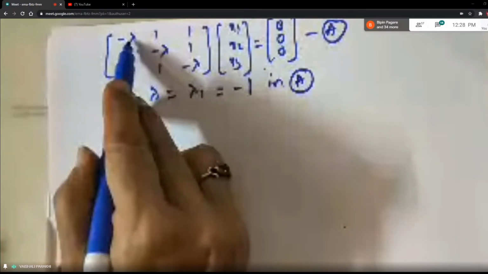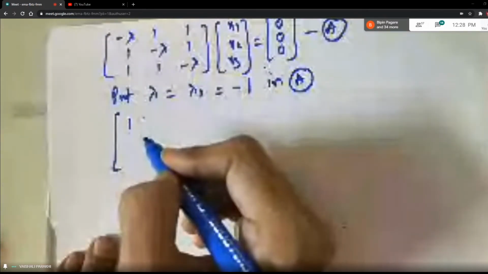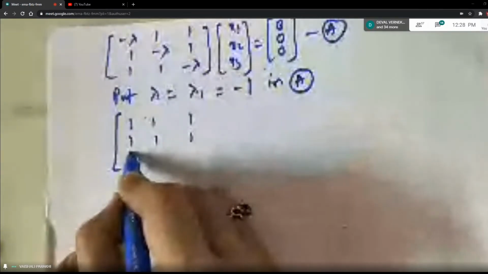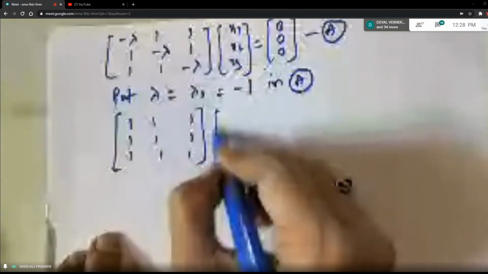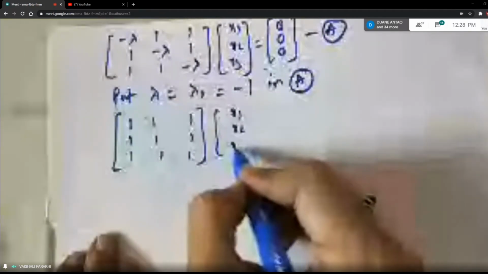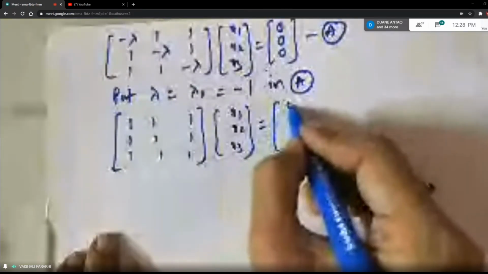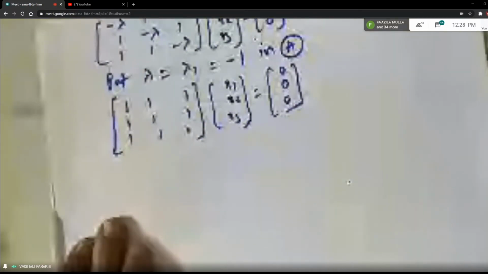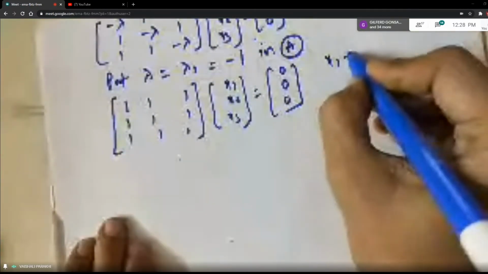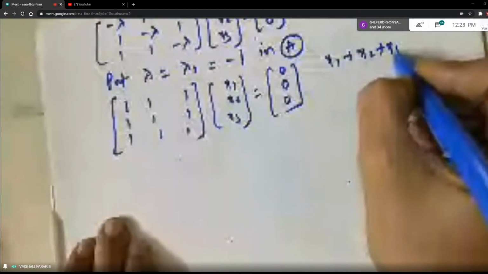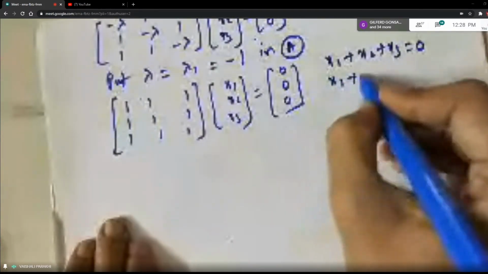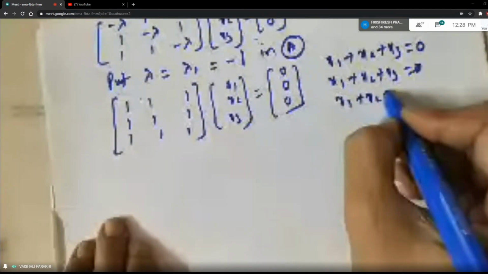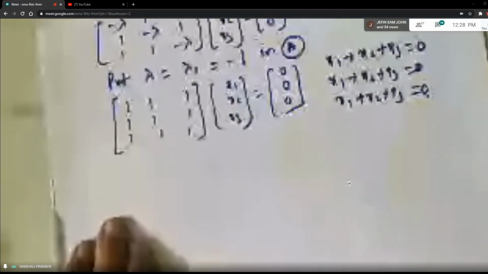So minus of minus 1 will become plus 1, students. Correct? Then this is 1, 1. This is 1, 1. And this is your x1, x2, x3, and 0, 0, 0. Now tell me what happens here. x1 plus x2 plus x3 is equal to 0. x1 plus x2 plus x3 is equal to 0. x1 plus x2 plus x3 is equal to 0.